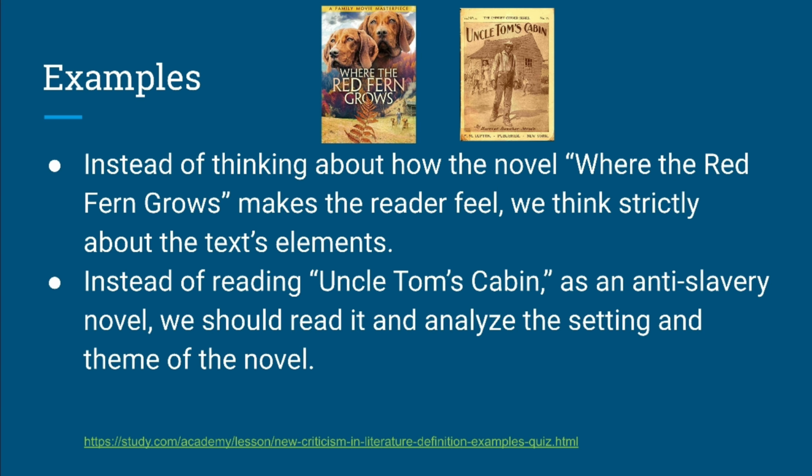Two common examples of the use of this lens come from two novels. From the novel Where the Red Fern Grows, this lens does not take into consideration how the novel may sadden the reader, but strictly analyzes the text in a deeper reading. From the novel Uncle Tom's Cabin, this lens does not consider the anti-slavery meaning from the author, but rather analyzes the theme and setting of the novel to make its own decision.